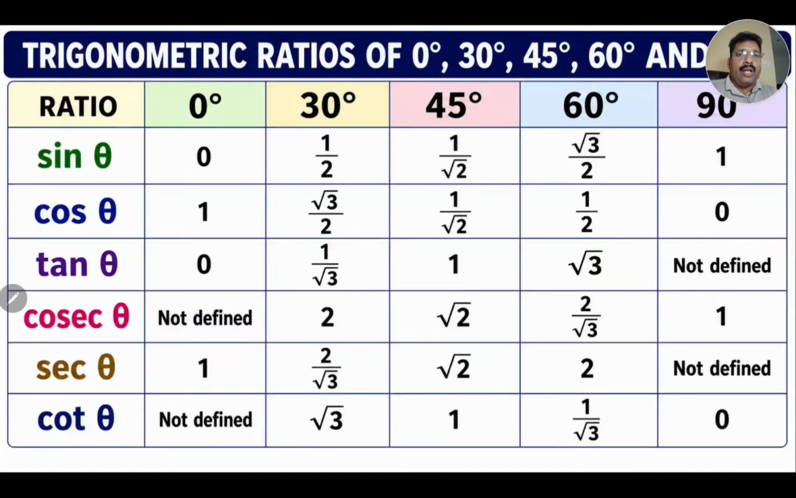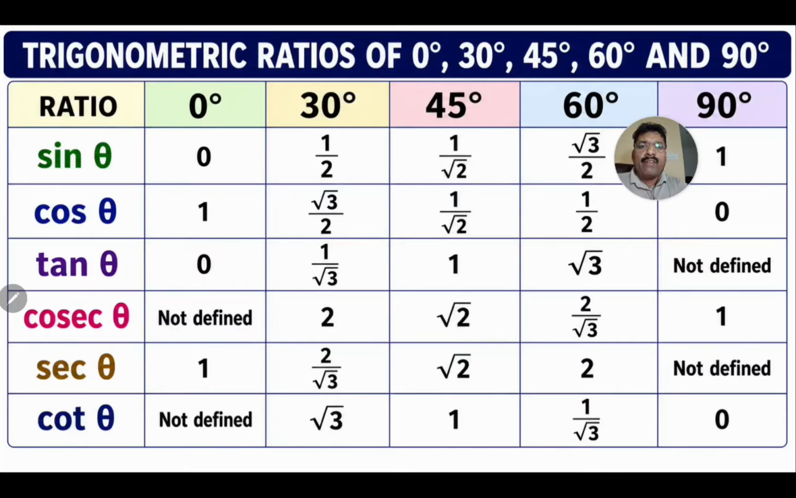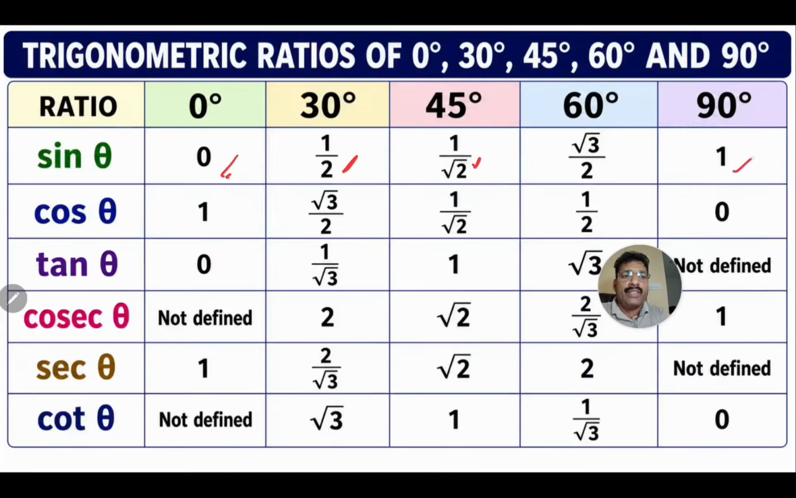Trigonometric ratios of 0 degrees, 30 degrees, 45 degrees, 60 degrees and 90 degrees. So you see this is a table. You should remember this table. If you remember this table, all the values will be covered here. Sin 0 degrees value is 0, sin 30 is 1 by 2, sin 45 is 1 by root 2, sin 90 degrees value is 1, sin 60 is root 3 by 2. So like that we can find any value.